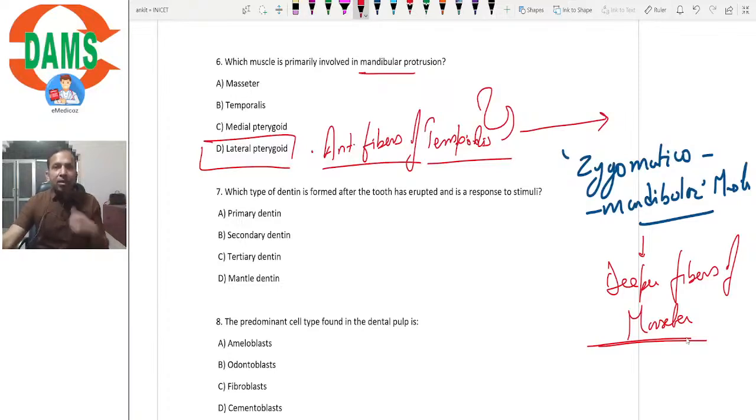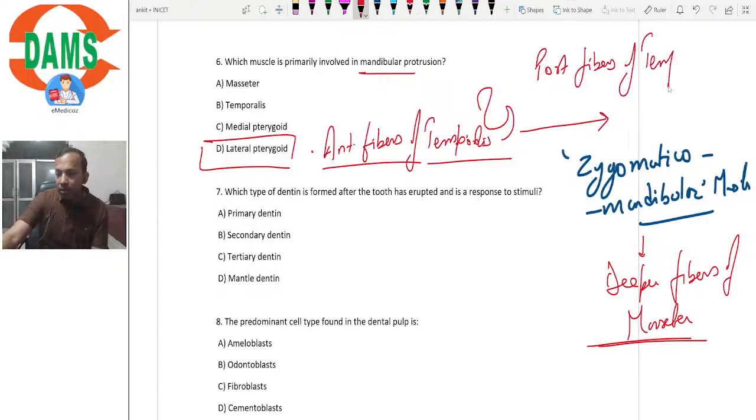Along with that, also please note that the posterior fibers of temporalis are the only muscle fibers which help in retrusion of mandible, right? So retrusion of mandible is entirely dependent on posterior fibers of temporalis. Clear?